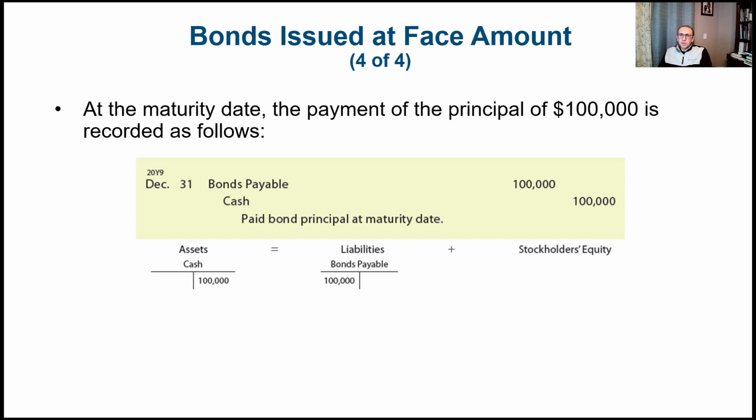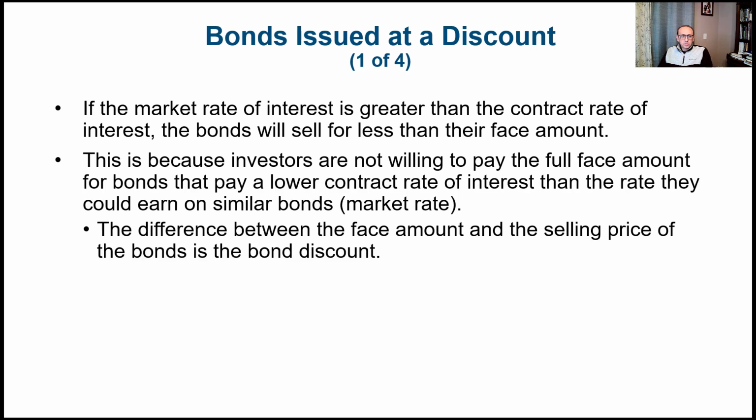Now let's see the situation for a discount. If the market rate of interest is greater than the contract rate of interest, the bonds will sell for less than their face amount. And I always like to use the term less attractive to the market. Investors might not become interested in the company's bond if it offers an interest rate that is below the market. So for the business to be able to issue this bond and make it attractive to investors, the only way is that it has to be discounted.